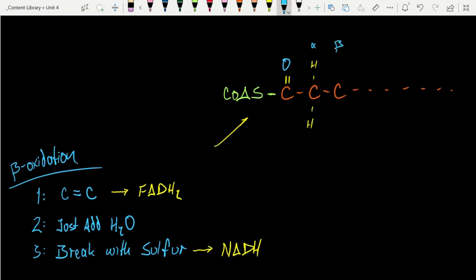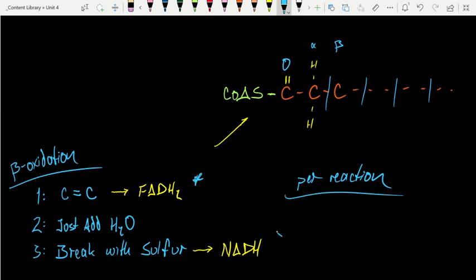I repeat the process of beta oxidation, and I'll cut there and I'll make another acetyl-CoA. And then I'll cut there and make another acetyl-CoA. And then on this last one, I'll cut there and I will make 2 acetyl-CoA. That's what's left over. So in summary, when we think of beta oxidation, per reaction, what are we generating? We're generating 1 FADH2, 1 NADH, and 1 acetyl-CoA.